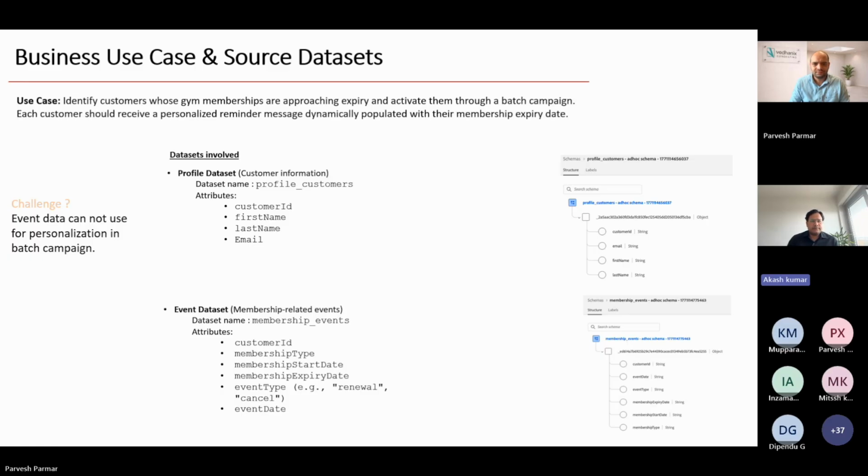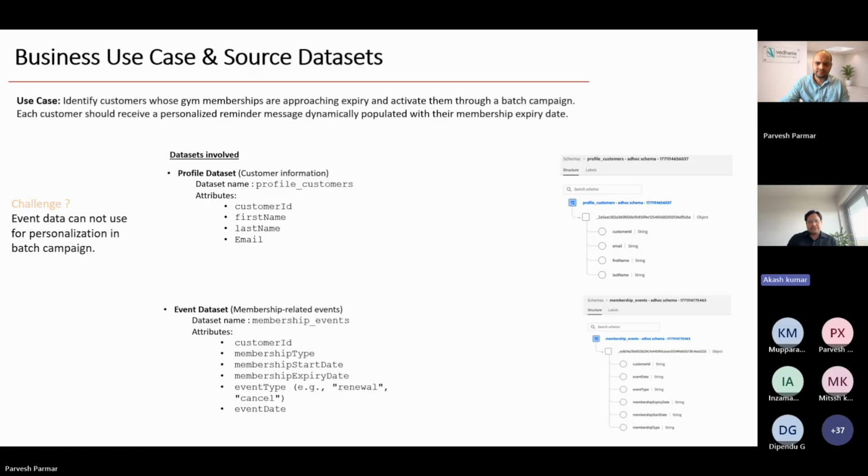So next we have the event dataset, which is the XDM Experience Event class, capturing the membership-related activities. Here we have the event-related attributes, that is the customer ID, membership type, membership start date, expiry date, and event type, when it's a renewal, when it gets cancelled, etc. And the event date when this event actually got ingested. And this is where the business logic lives. Here we can identify the upcoming expiry date, detect the cancellation, track renewals, apply time-based calculation.